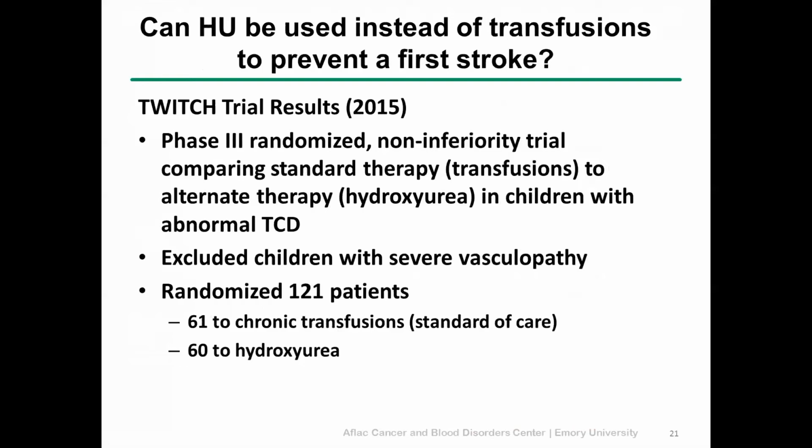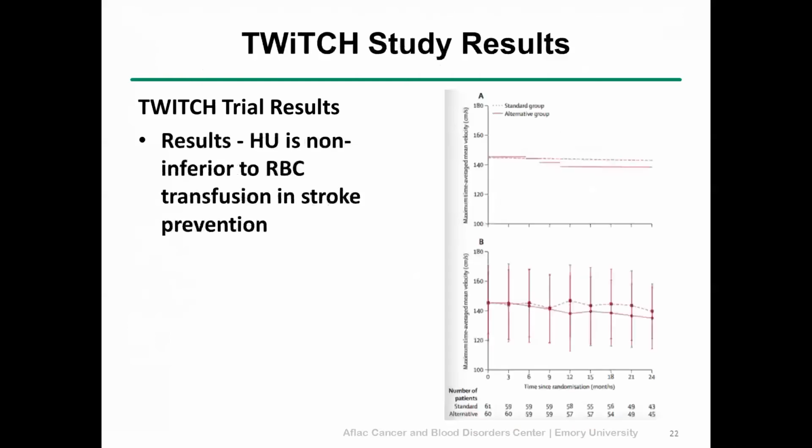And in this case, the question was, if you were such a child and you were doing well on the transfusions, at some point after a year and a half or 2 years, would it be okay to stop those chronic transfusions and use hydroxyurea instead? In this particular study, 121 patients volunteered. Half of them continued on the chronic transfusions, and half of them were switched to the hydroxyurea treatment. And the bottom line was that there was essentially no difference.